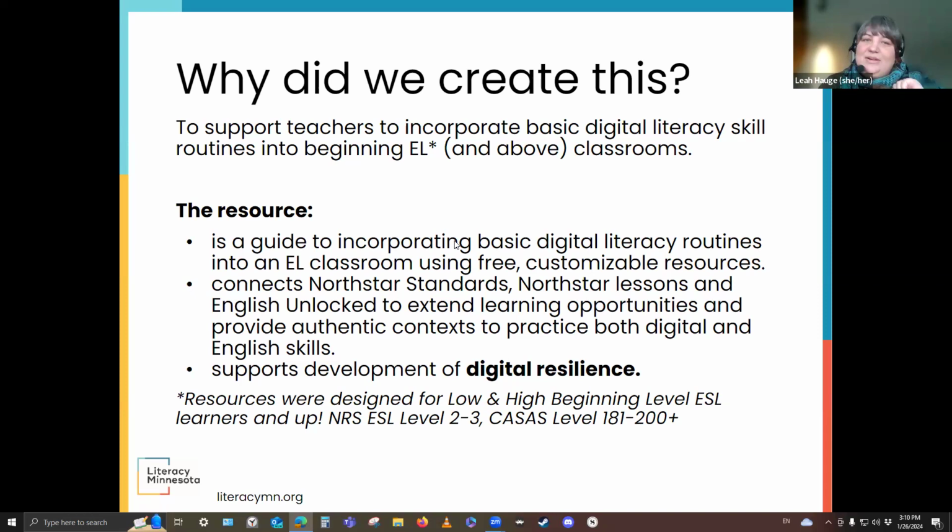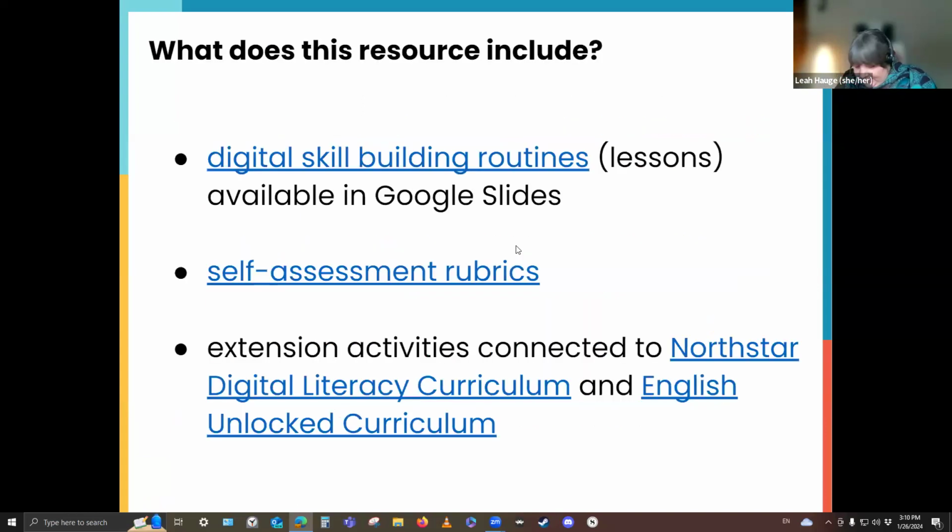Yes, I love the idea of digital resilience. And at North Star, in our team, that's what we're always thinking about. So let's look at the next slide and I'll show you some of the resources.